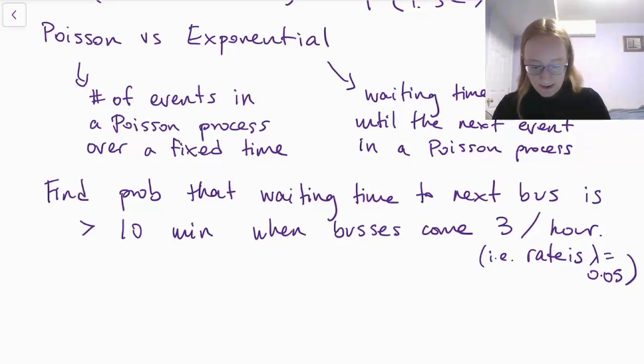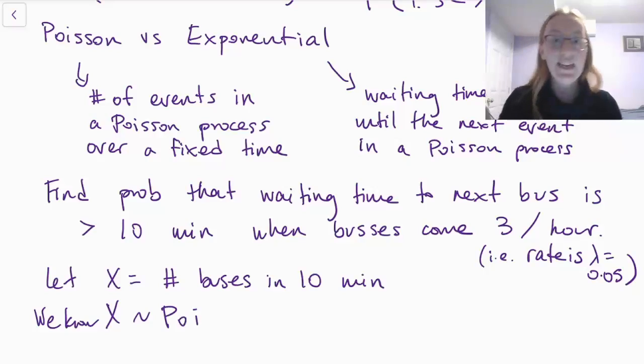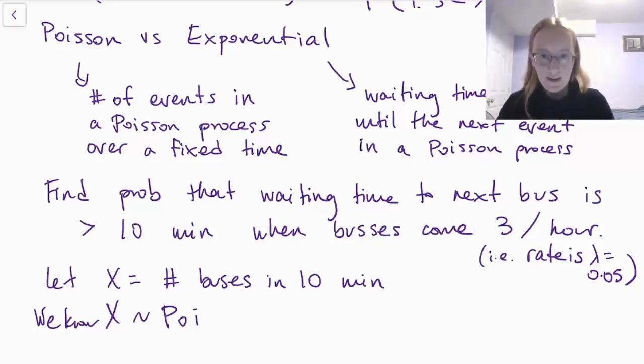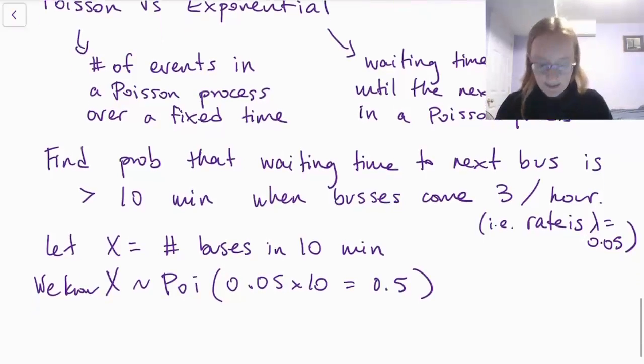So that's our rate of buses per minute, basically, for our Poisson process. And so we could let x equal the number of buses in 10 minutes. And then x, we know, is Poisson, because we're counting up the number of buses in a Poisson process in a fixed amount of time. So that's going to be lambda, which is 0.05, times t, which is 10 minutes. So 0.05 times 10, which is 0.5. So that's our distribution.